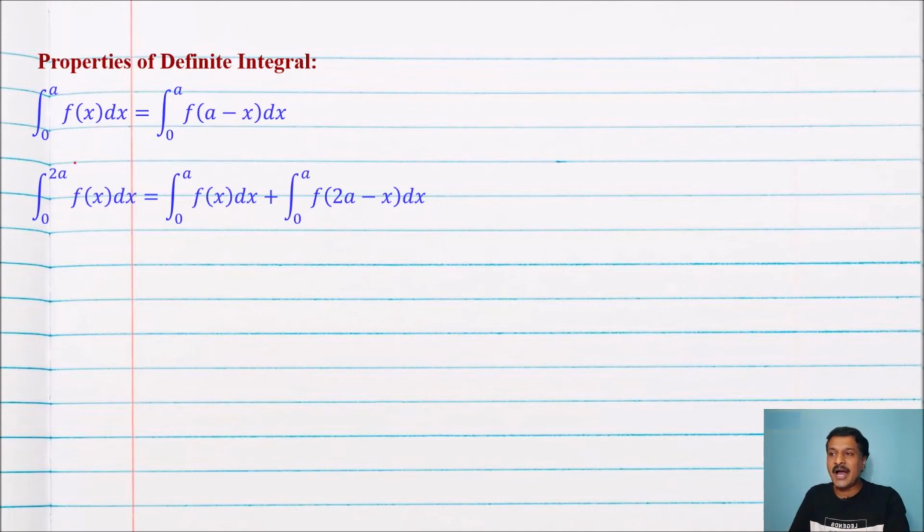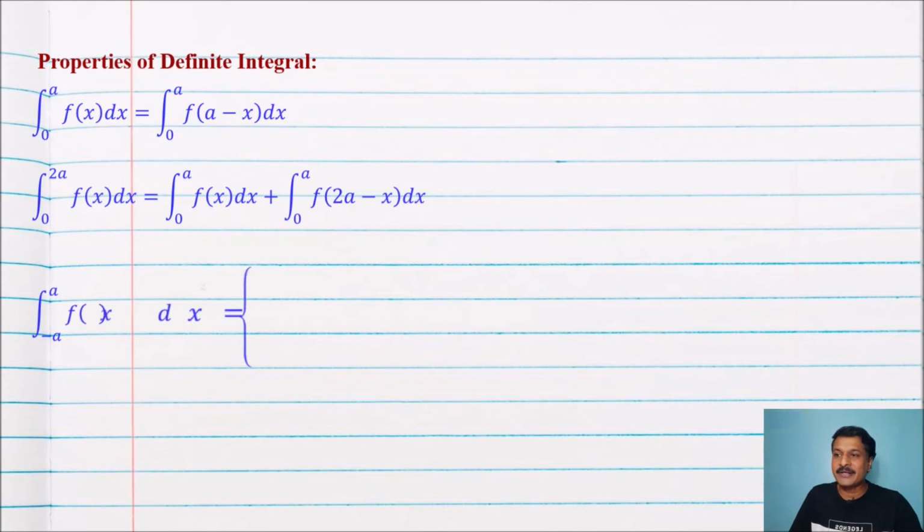So what is half of this 2a? It is a. So here I am getting two integrals, 0 to a and 0 to a, but in the second integral it will be f of 2a minus x. It means that this x is replaced by 2a minus x.